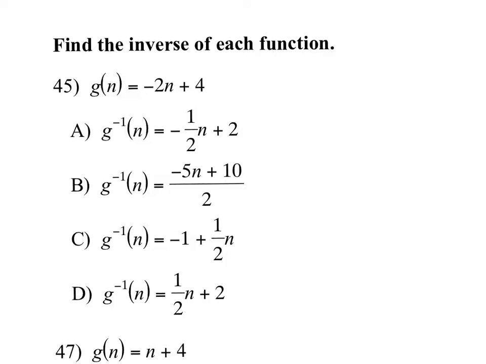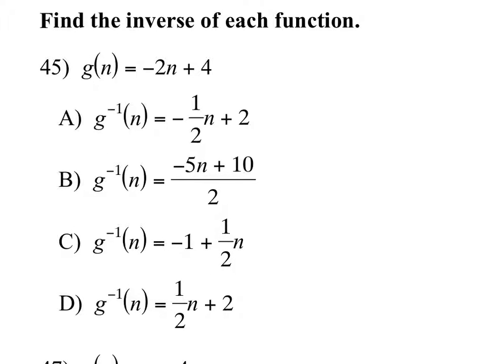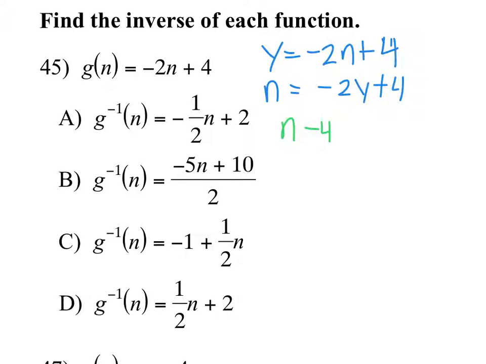Number 45. Finding the inverse means that we've got to switch our x and y variables and use different ones here, which is kind of annoying. But I'll keep this as y and n. So y is equal to negative 2n plus 4. And then we know we need to switch our n and our y. So n equals negative 2y plus 4. Get the new y by itself. We get n minus 4 is equal to negative 2y. Divide by negative 2 on both sides. And that's going to be the one for our answer.